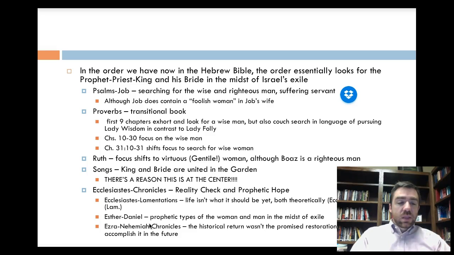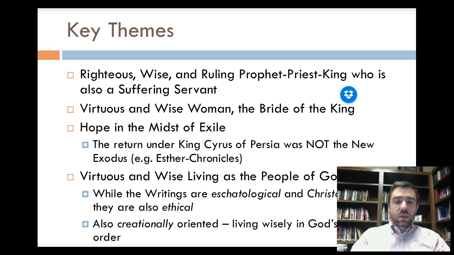And so really the shape of the Writings is we're looking for this person, but it's not yet. So we're still looking. That is kind of the idea here. As we move through these books, the themes that I've pointed out already: we're looking for a righteous, wise, ruling prophet, priest, king, who is also a suffering servant. We're looking for the virtuous, wise woman, the bride of the king. We're looking for the return from exile. We're looking for this king to redeem his bride and return from exile.